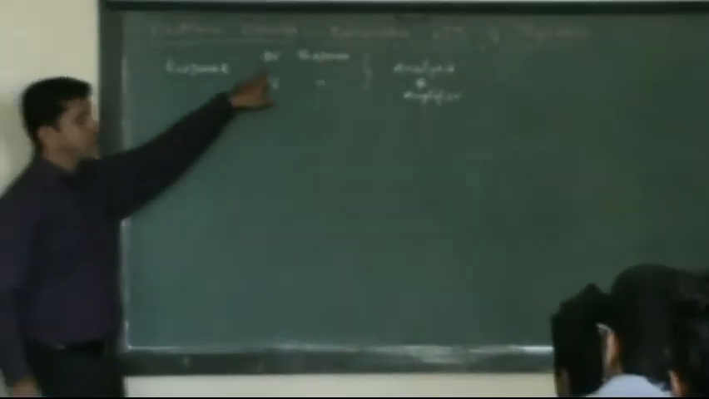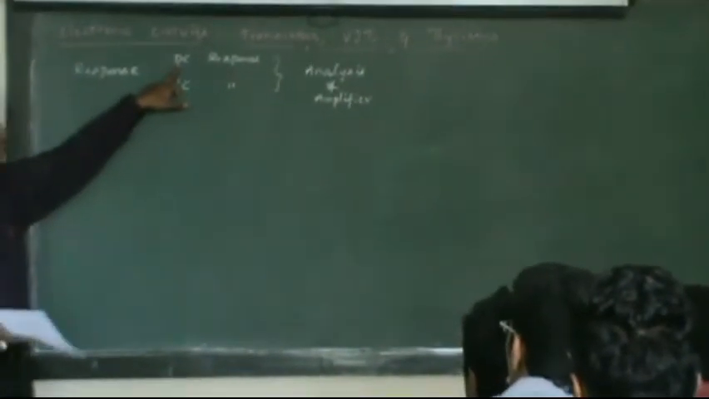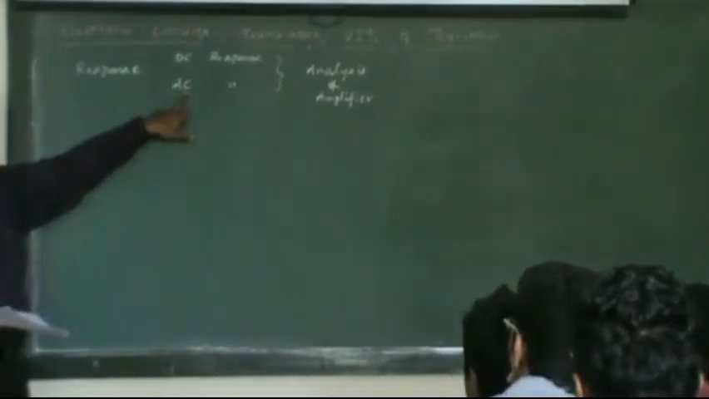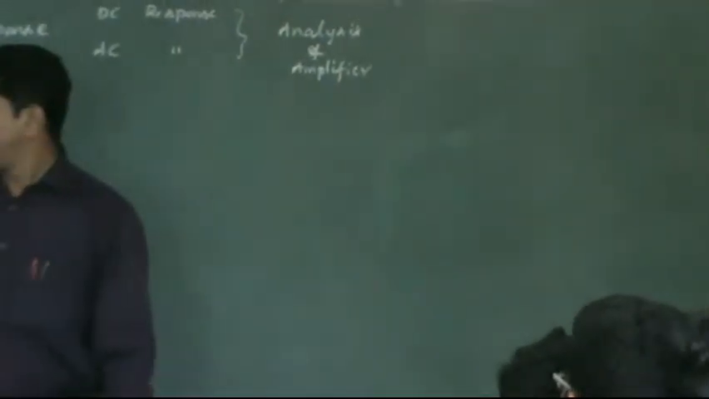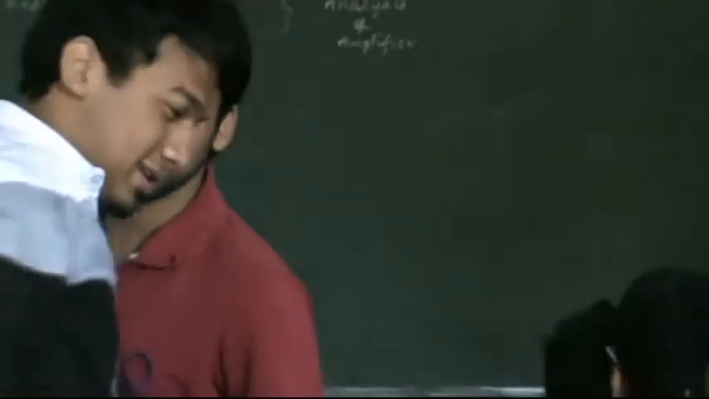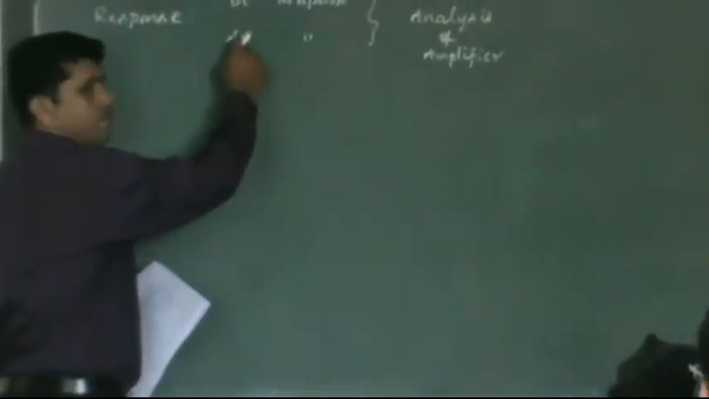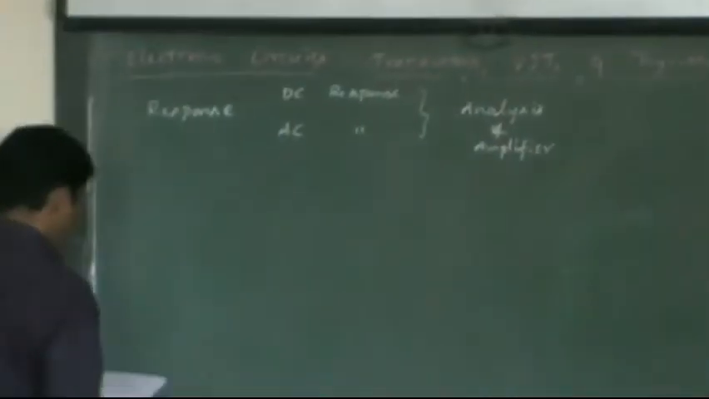We already explained what is the DC voltage, DC current, AC voltage, AC current in the last class. Today we will see how these responses can be applied. So DC response is nothing but, because the amplifier circuit is made up of DC voltages as well as AC voltages. So we'll see how to apply this.